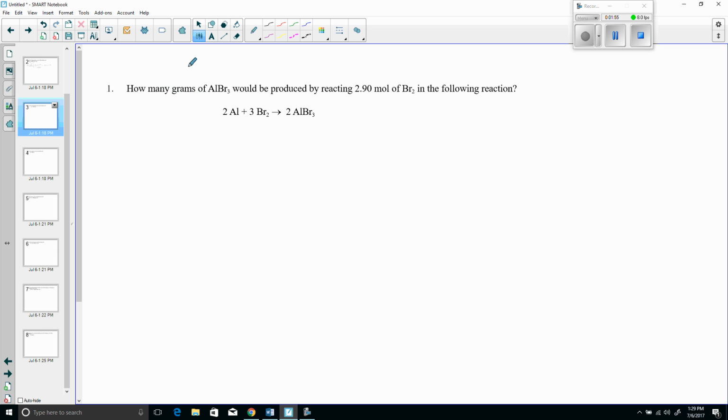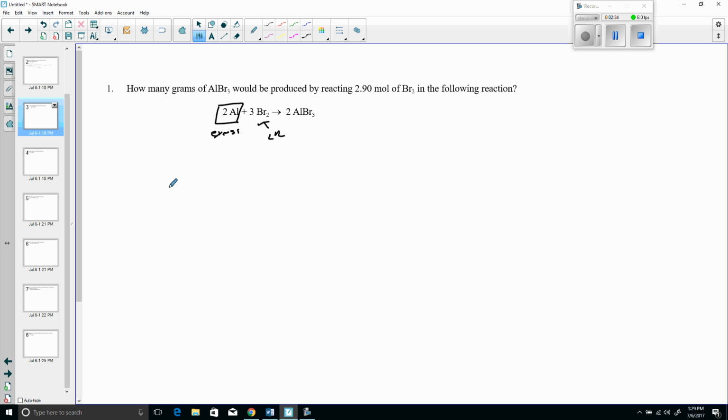We want to now know how many grams of aluminum bromide would be produced by reacting 2.90 moles of bromine, molecular bromine, in the following reaction. In this case, even though it's not said, you're going to kind of assume that this is excess. All right. And you can assume that this is our limiting reagent. So we want to know if we have 2.90 moles of this, which is almost 3, how many grams of aluminum bromide? So if we look at the ratio, if we're just shy of 3 moles, we're going to be just shy of 2 moles.